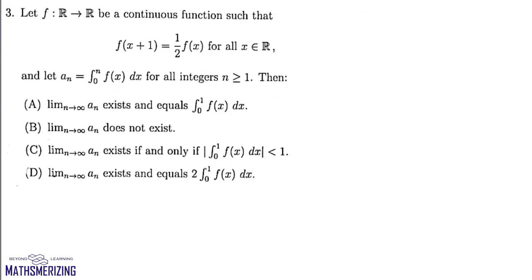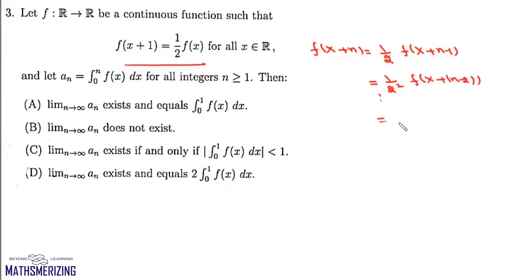Now this third question is, we are given that f of x plus 1 equals 1 by 2 f of x. Now let a n equal the integral from 0 to n of f of x dx. We need to find this limit as n tends to infinity of a n. Now in this equation, if we put x as x plus n minus 1, then we can write f of x plus n as 1 by 2 f of x plus n minus 1, which will be equal to 1 upon 2 square f of x plus n minus 2, and using iteration it will eventually come to 1 upon 2 to the power n into f of x.